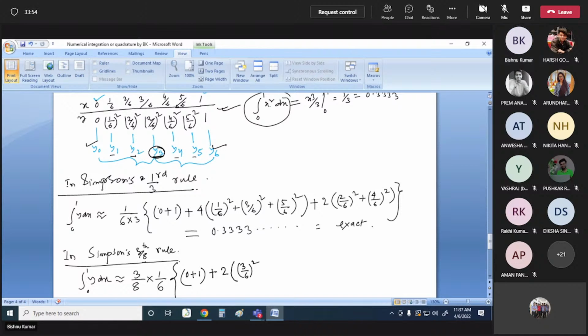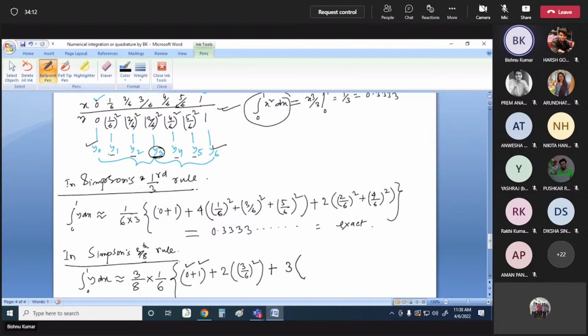Plus 3 into the remaining y ordinates. Means whatever you have considered, the first point, the last point, and the intermediate multiple of 3 ordinates, the remaining ordinates are those that are not multiples of 3: y1, y2, y4 and y5. Means 1/6 square plus 2/6 square plus 4/6 square plus 5/6 square.